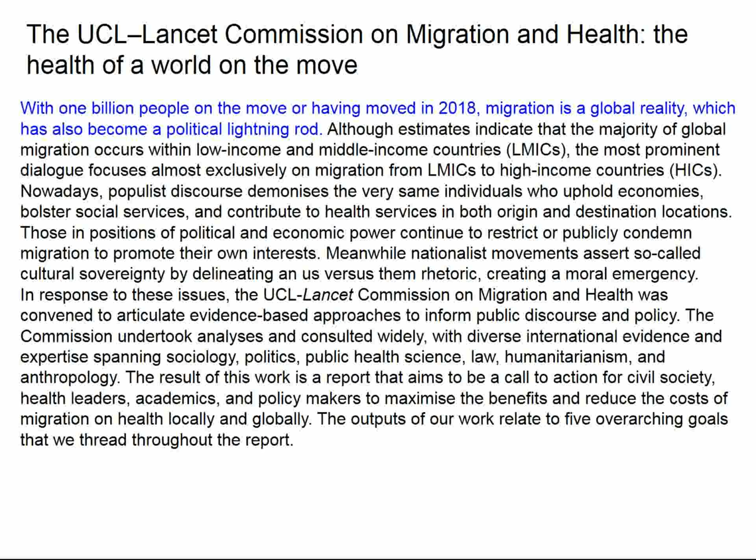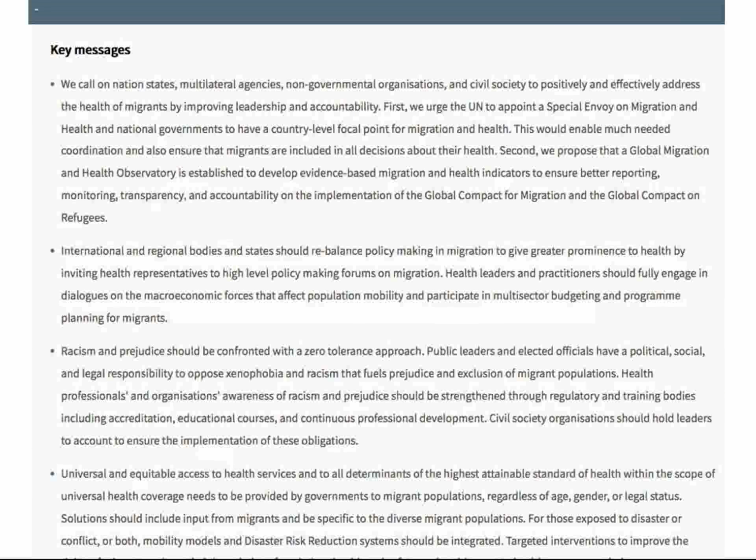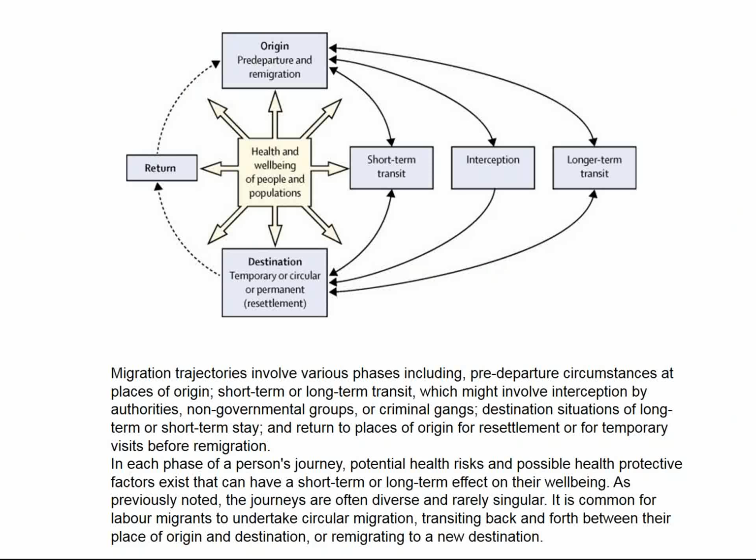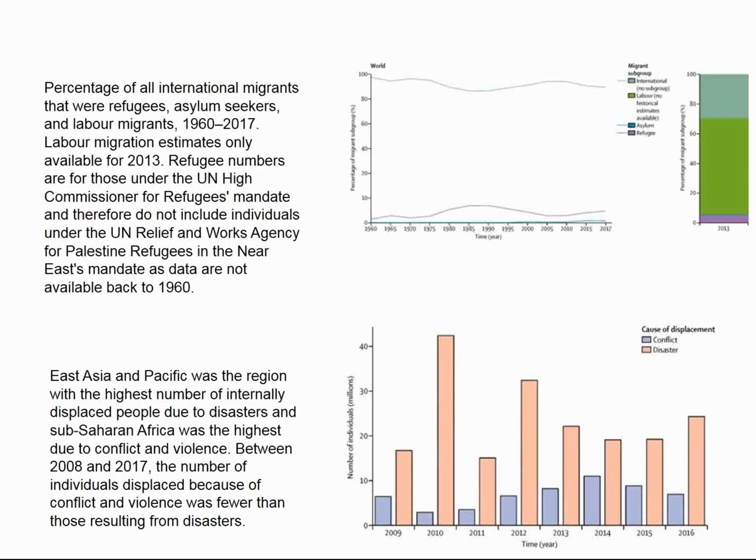Now, the review in the Lancet, again, is about migration. And 1 billion people on the planet have moved in 2018. And since there's 7.5 billion people on the planet, this is more than 10% of the total on the move for one reason or another. And this is a major phenomenon that's been around for thousands of years, but is particularly prominent now. And this entire complicated subject is discussed in this review. Short-term interception, long-term transient, permanent resettlement, remigration, return from where they came.